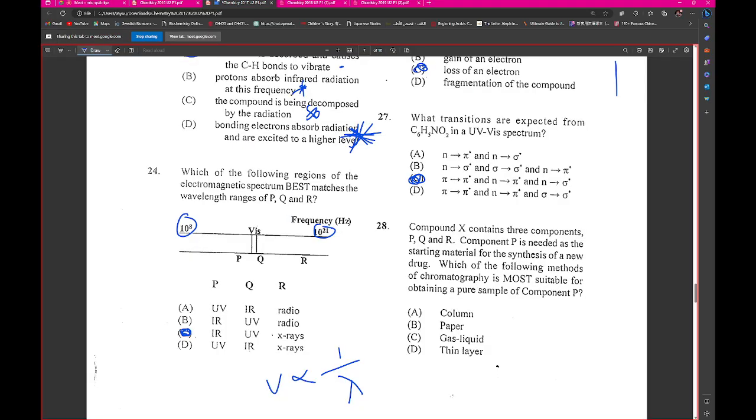Alright. So the compound X contains three components P, Q, and R. Compound P is needed as a starting material in the synthesis of a new drug. Which of the following methods of chromatography is most suitable for obtaining a pure sample of compound P? I'm thinking between A and C. I'm not sure on which ones. A and C, alright.